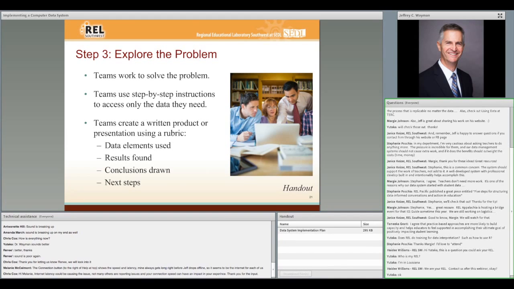I have some examples here of things that could be on there, but when they create their written product or their presentation, maybe they have to list the data elements they used, the results that they found, and the conclusions that they drew. So that's looking at it and saying, okay, we saw these data and they meant this to us, and now what we're going to do in our context as a result of that.